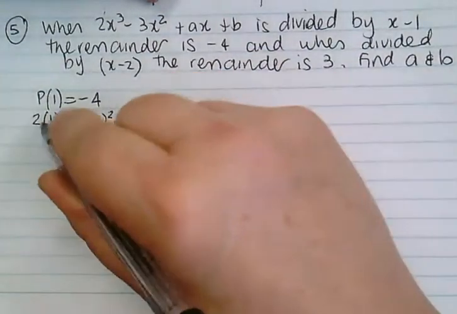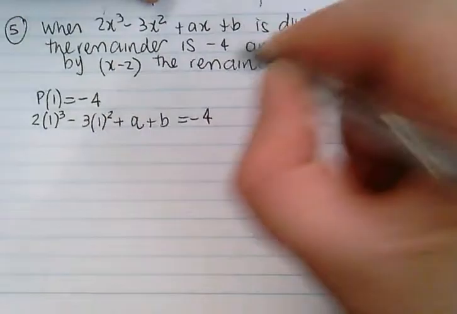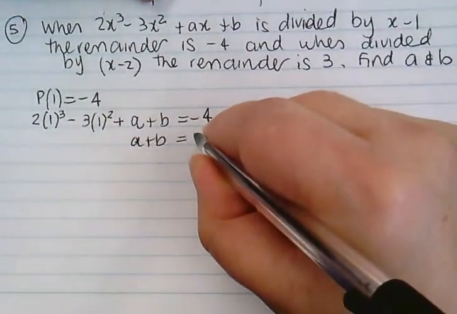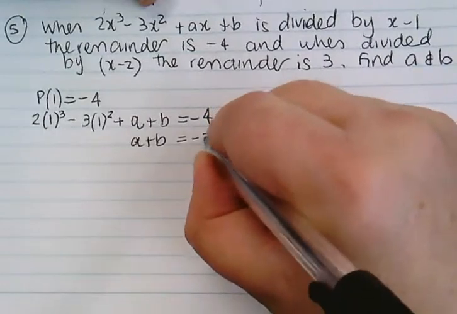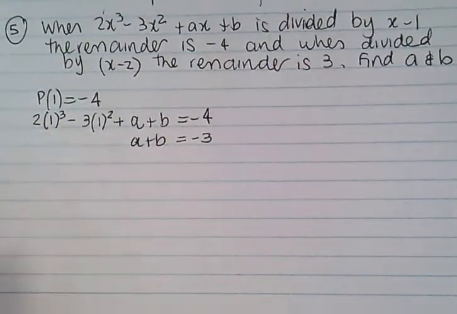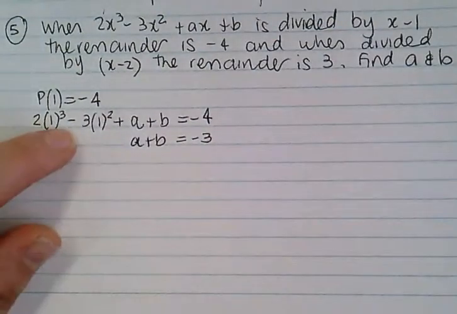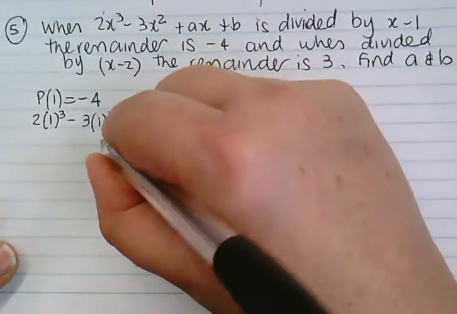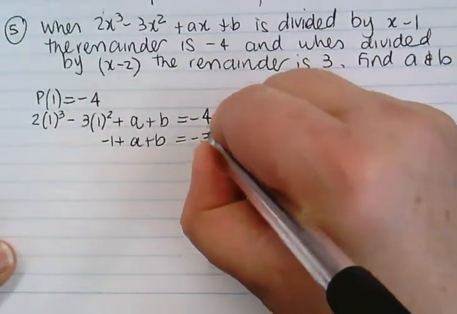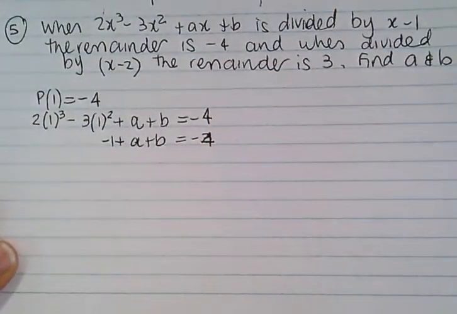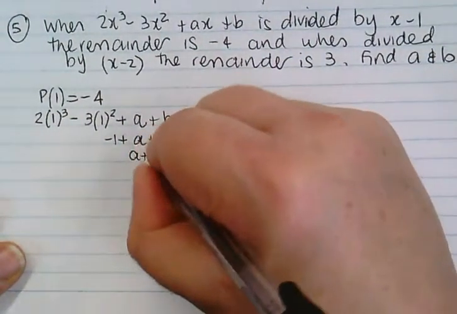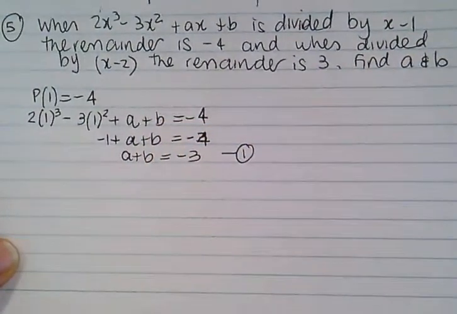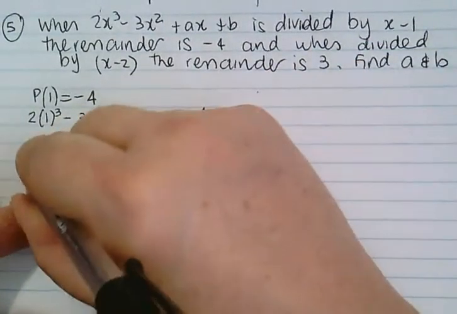So I've got 2 minus 3, that's negative 1. Actually, you better write it all out. You don't want to make a mistake, otherwise it'll be a disaster. So you've got negative 1 plus a plus b is negative 4. So therefore a plus b is negative 4 plus 1, which is negative 3. That's your first equation. Just going to do the other one here.